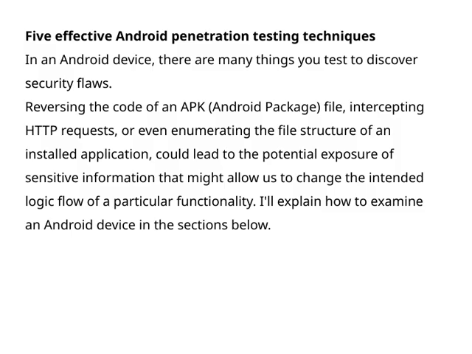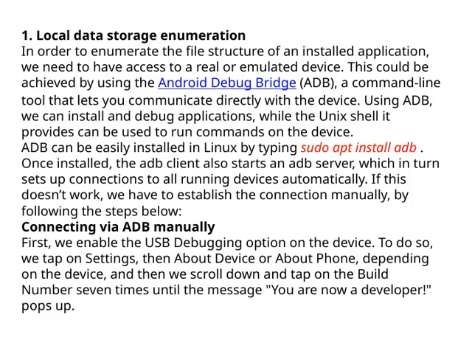Now, to enumerate the file structure of an installed application, we need access to a real or emulated device. One of the most useful tools for this is the Android Debug Bridge, or ADB. It's a command line tool that allows us to communicate directly with the device. With ADB, we can install applications, debug them, and even run commands on the device through its Unix shell.